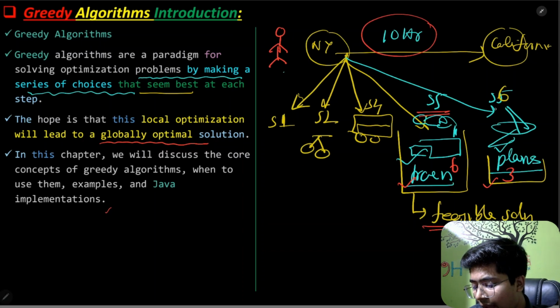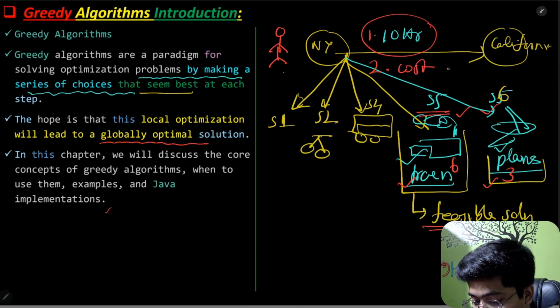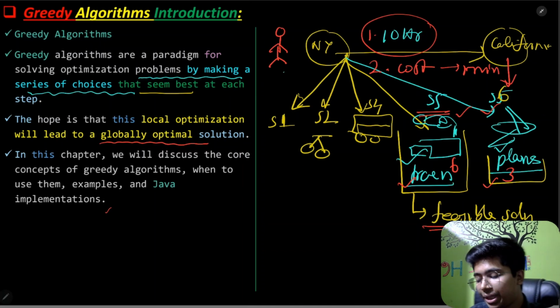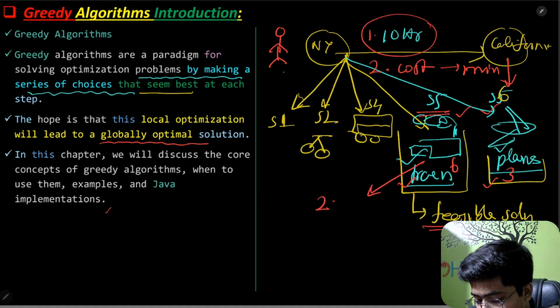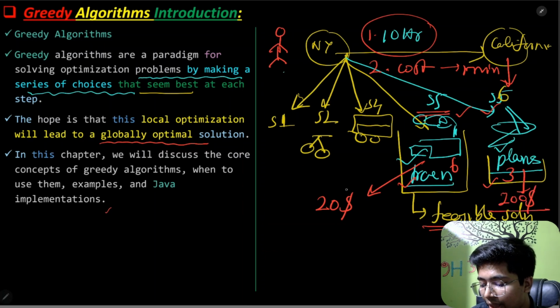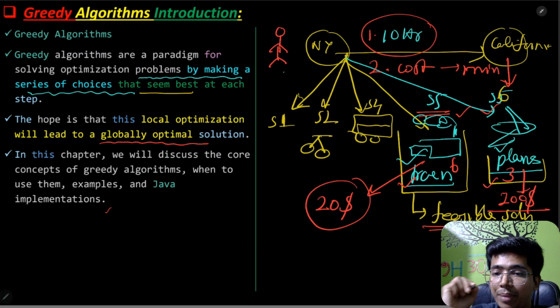Now suppose we apply another condition, condition 2: the cost should be minimum. In that case, we have to find the minimum cost. Let's say the cost for the train was $20, and for the plane it was $200. So what is the minimum cost? That $20 is the minimum cost.